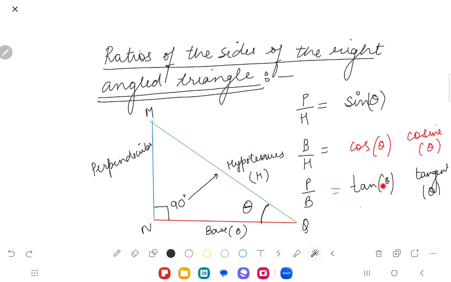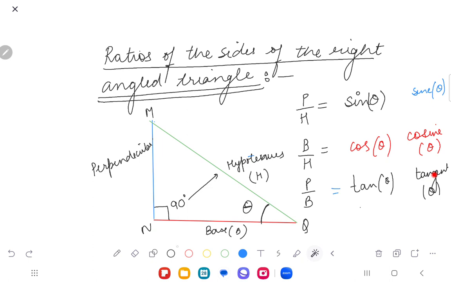So the full names, you just need to know, but going forward, we would be utilizing the short forms. So sine theta, cos theta, tan theta. But the full names are sine theta, cosine theta, and tangent of theta.